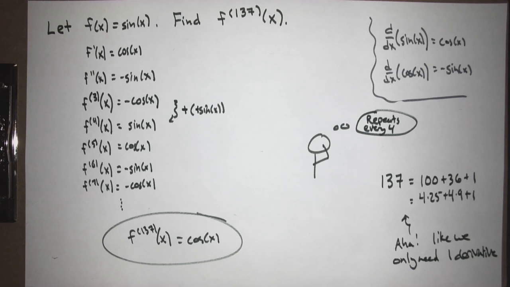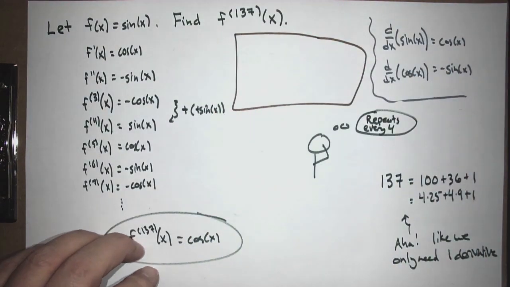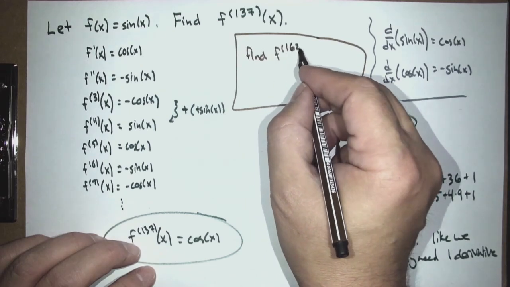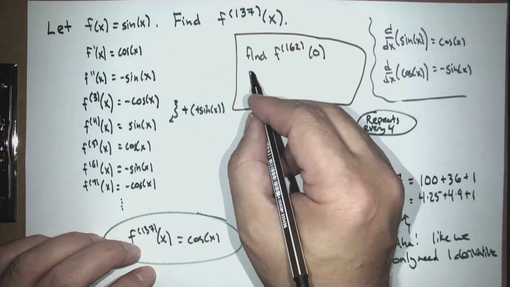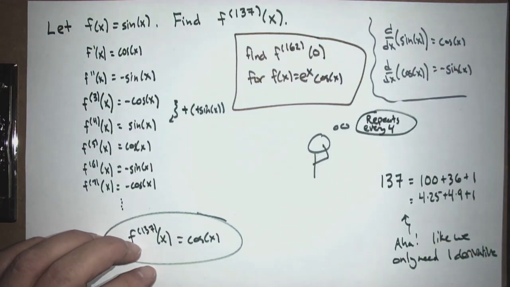So I think I'm allowed to tell you this because it's no longer on the exam. One of the exam problems, remember I said we took one off, you could actually do right now. This problem is not on the exam, just for clarity. Find the 162nd derivative evaluated at 0 for f of x equals e to the x cosine x.